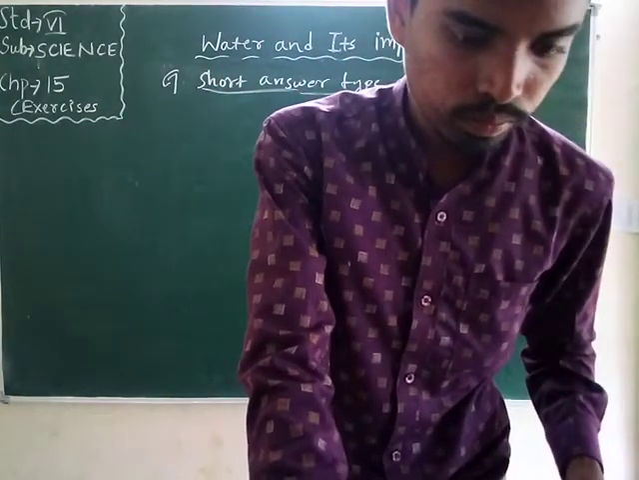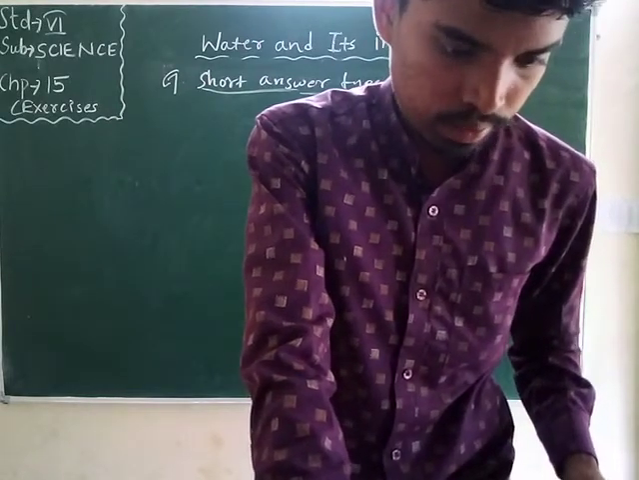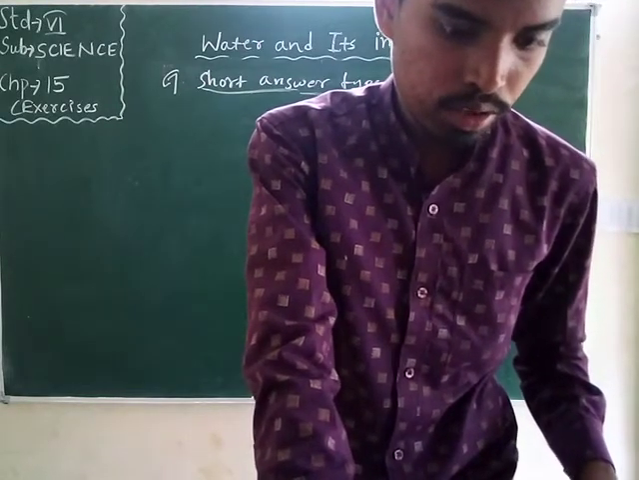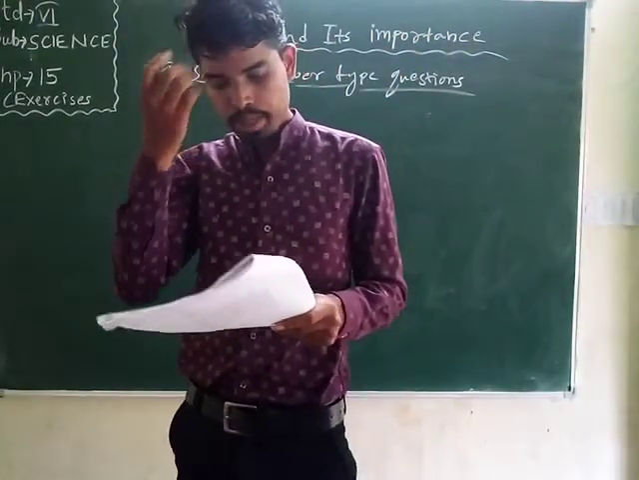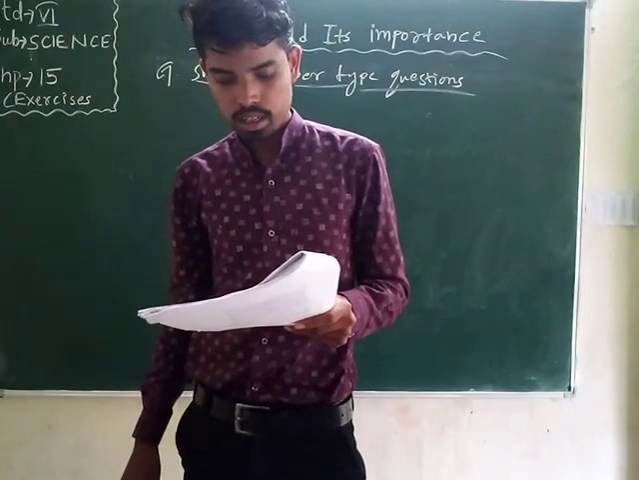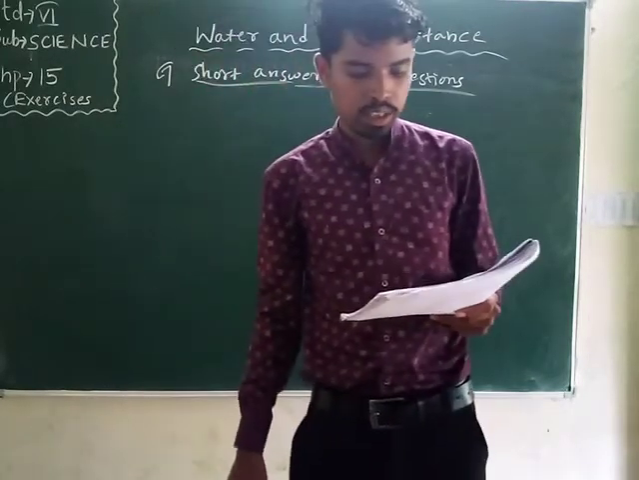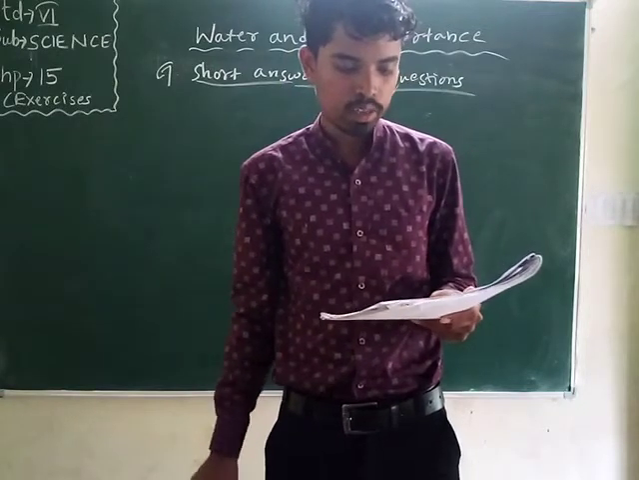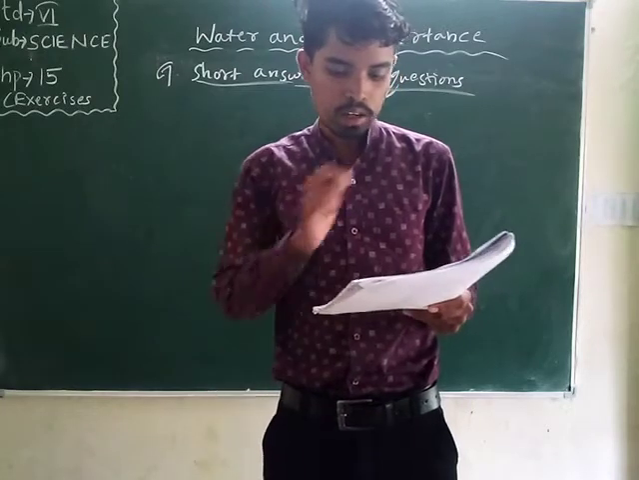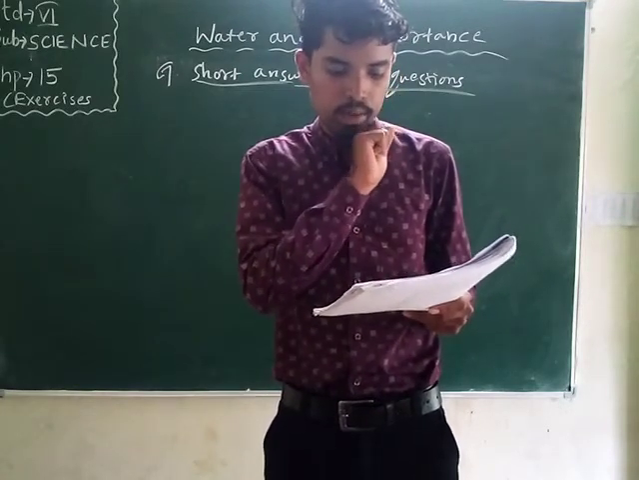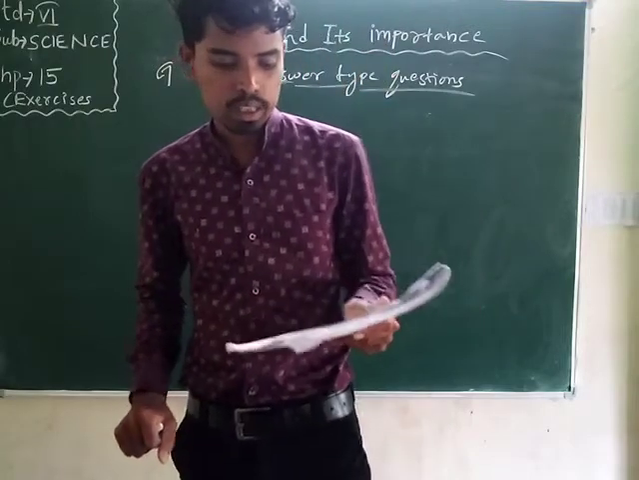Next, number 3. Name the various sources of water. Okay, so students, the main sources of water are surface water and groundwater. The surface water is further divided into rainwater, lake water, river water or sea water, and the groundwater is divided into well water or spring water.